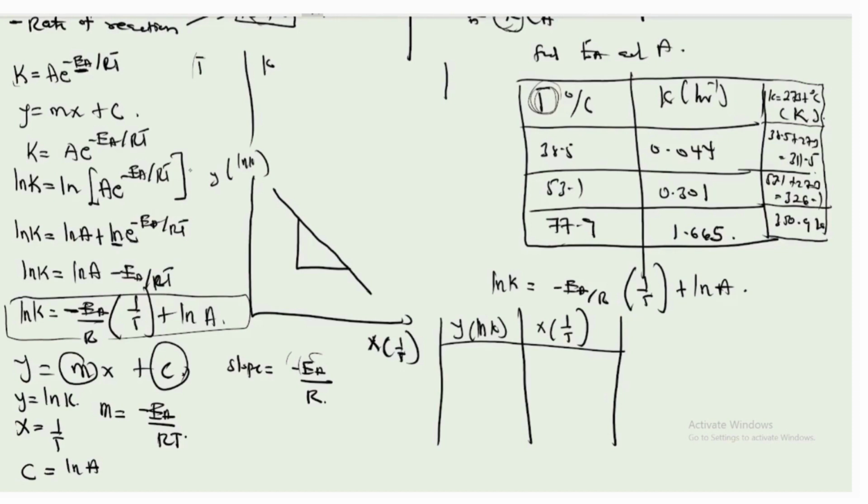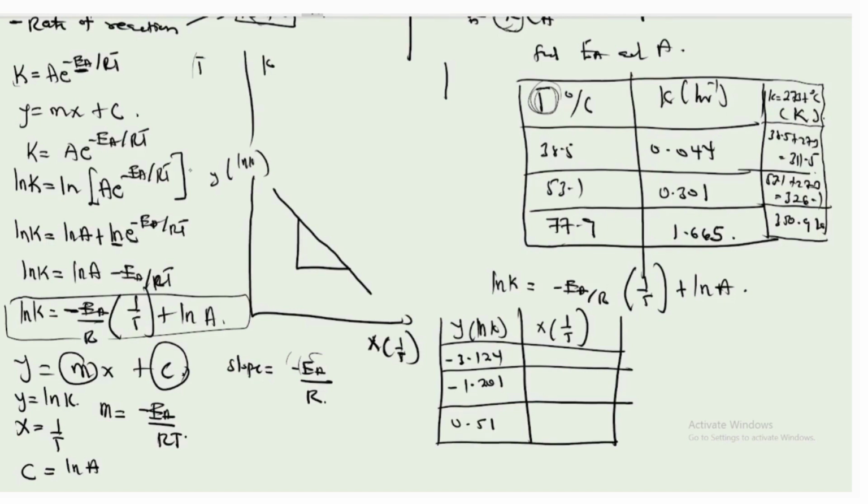Our y here is ln k, so we just have to take ln of these. So ln of 0.044 will give us minus 3.124. ln of 0.301 will give us negative 1.201. And then ln of 1.665 gives 0.51.